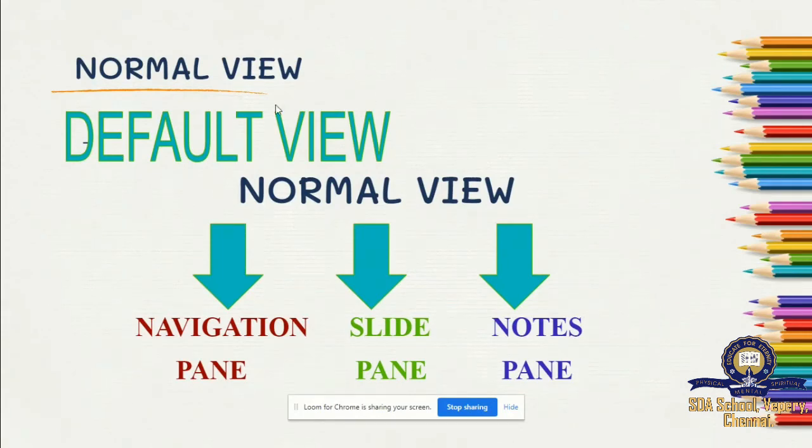Next is normal view. So what is normal view? In your book, it is given as the default view. Generally, this is the default view in your system also. And normal view has 3 parts. Normal view contains 3 parts. One is the navigation pane, next one is the slide pane and then the notes pane. I'll show you what the navigation pane, slide pane and notes pane are.